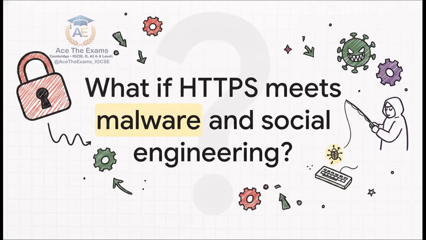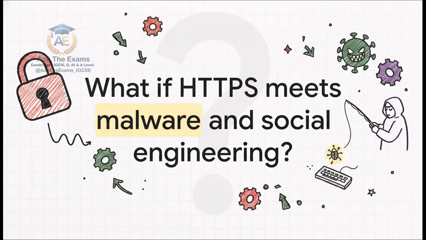But right here is where we hit a massive wall. What happens when the exam throws a total curveball? Imagine they combine HTTPS with a malware and social engineering scenario. What if the user is on a perfectly secure, locked-down HTTPS banking site, but their physical device is compromised by a keylogger? Or what if they've been socially engineered via a highly targeted phishing email? This is exactly where our single-topic framework hits its limit.